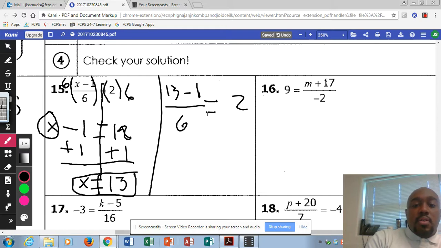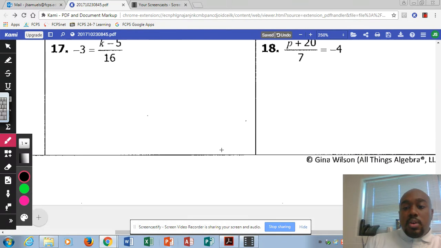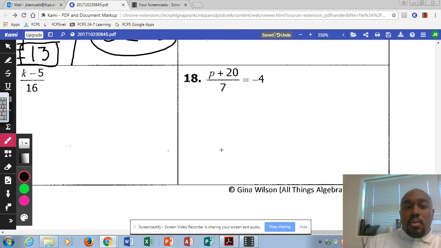13 minus 1, if we're following our order of operations, 13 minus 1 is 12. And 12 over 6, fractions are the same as division problems, so that should equal 2. And 2 does equal 2. So I know I'm correct. Let's do one last example, and then we're going to keep it rolling.